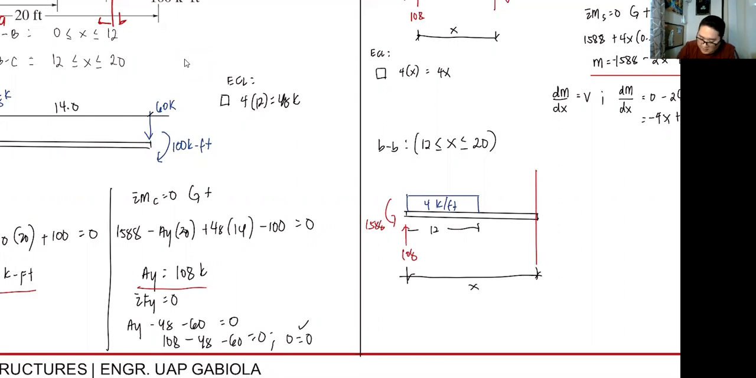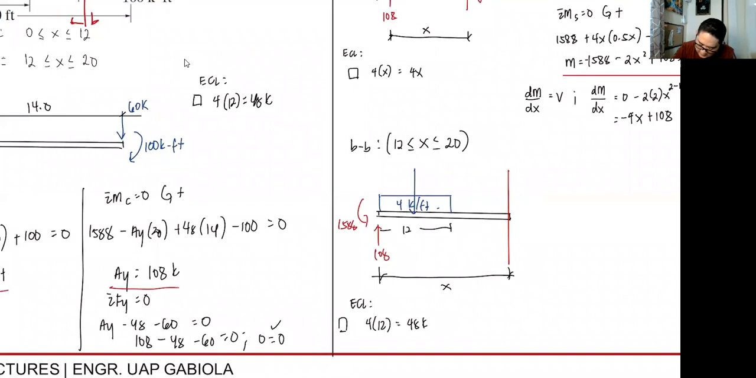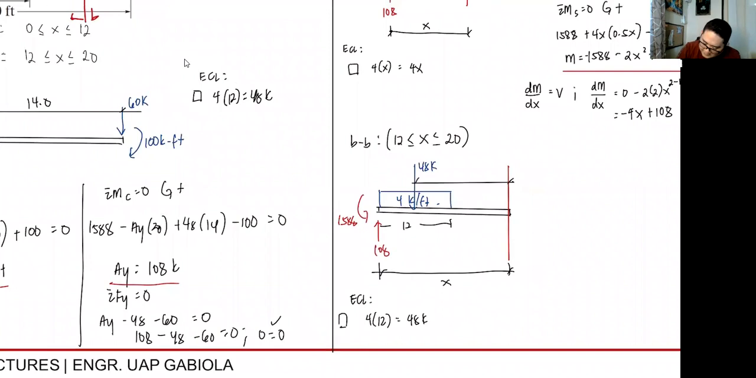Okay? So, ibig sabihin, pag kinuha natin yung ECL natin ngayon will be 4 times 12 kasi kasama na siya lahat, no? So, 48 kips. And then, yung distance niya will be how much? Di ba, yan ay half sa half. So, ibig sabihin 6 to. So, yung distance na yun, yung kabila, is x minus 6. Okay? So, yun yung ita-travel niya pag nag-moment na tayo.